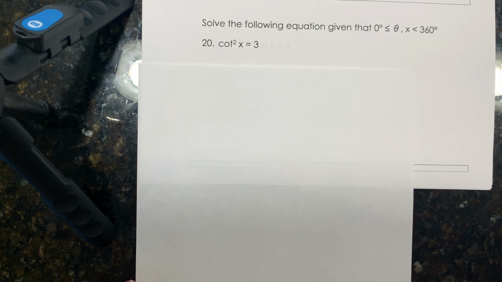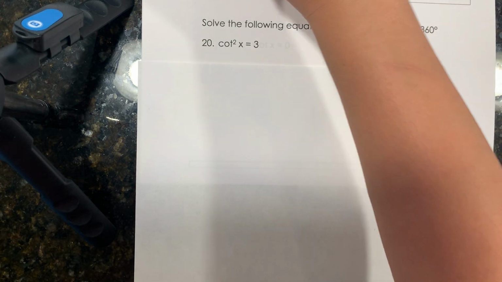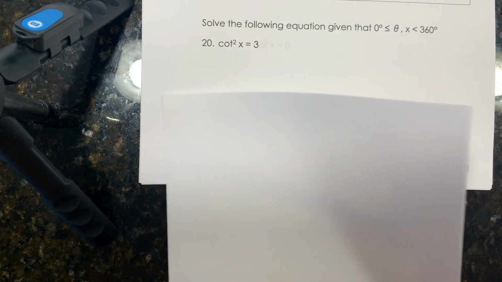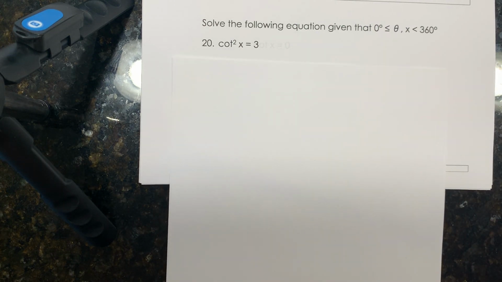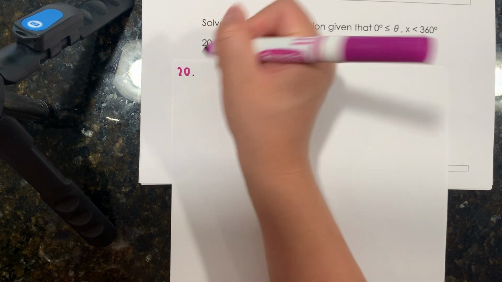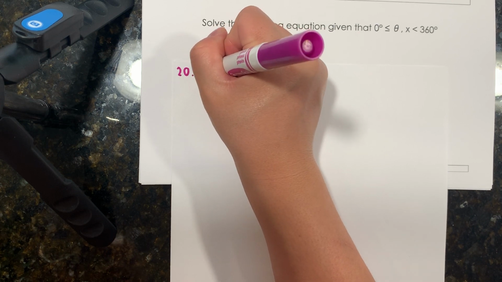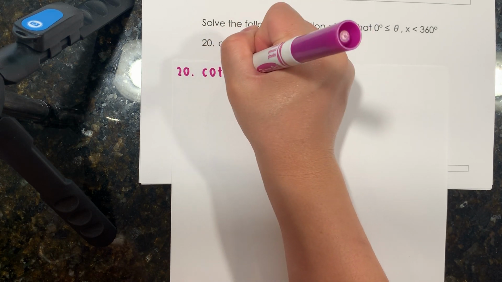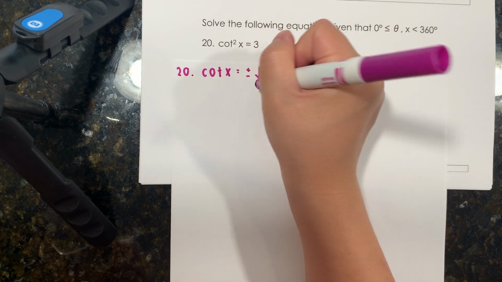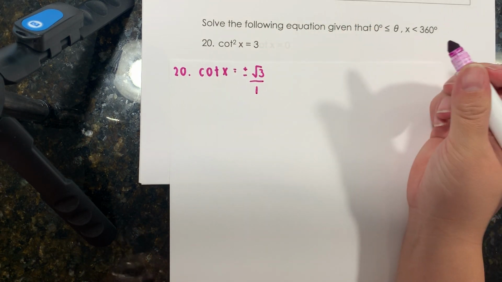For number 20, what we need to do first is we see the squared, so we actually need to take the square root of both sides. When you do that, don't forget that you actually end up with plus or minus on that right-hand side. So for number 20, I would end up with cotangent x is equal to plus or minus the square root of 3. And we can always put that over 1.